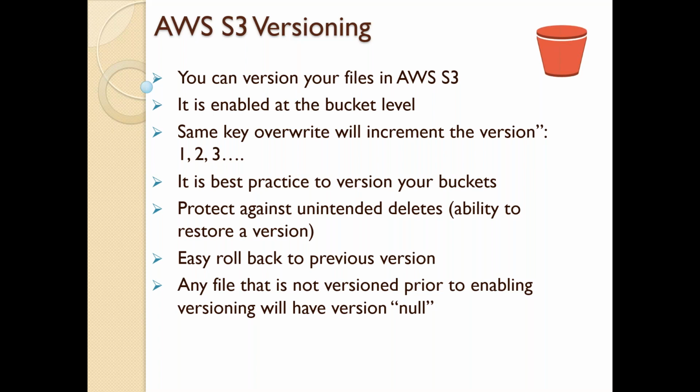If there is an audit document where you have a monthly review, and your auditor wants the document that was uploaded in January, only if you enable versioning will you be able to take that back, and you can easily roll back to the previous version. Any file that is not versioned prior to enabling versioning will have version as null. Only after enabling versioning and uploading the same object will you get a version ID.